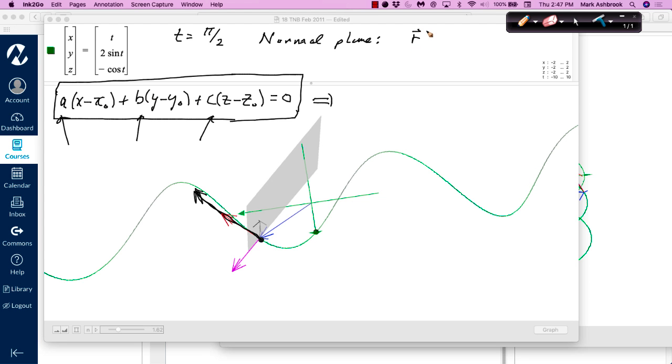So yeah, we can use R prime. Is that what we're going to plug into our plane equation? This is a vector function. This tells us every velocity vector for every normal plane. So we want to know this particular vector right here. How do we get this particular vector? You plug in. You're going to plug in pi over 2. That will give us this particular vector, which is? 1, 0, 1.